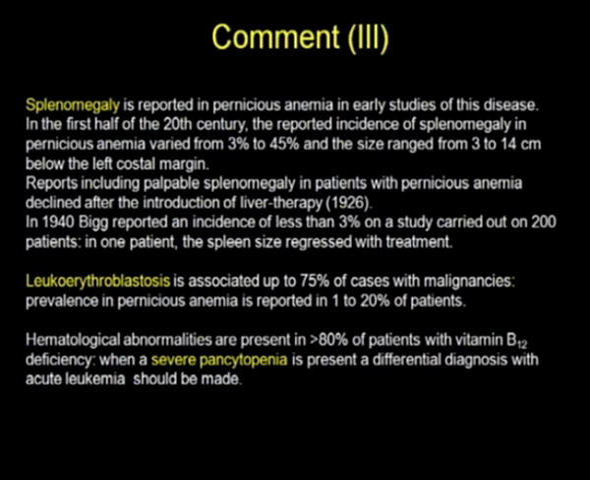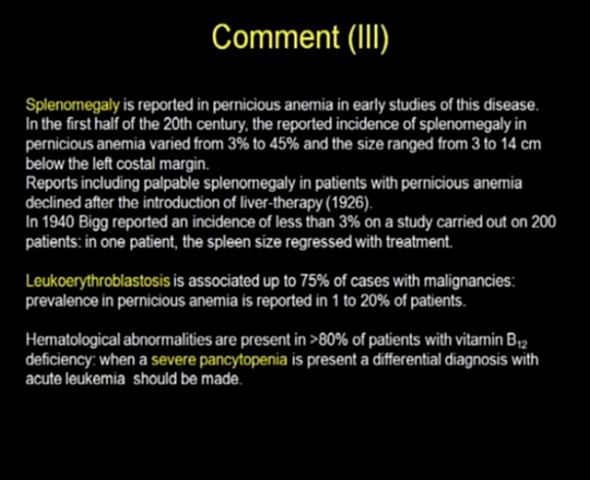So is this the reason we are not used to seeing splenomegaly in megaloblastic anemia? Because it's rare that a patient presents at the beginning with such a high degree of B12 deficiency.